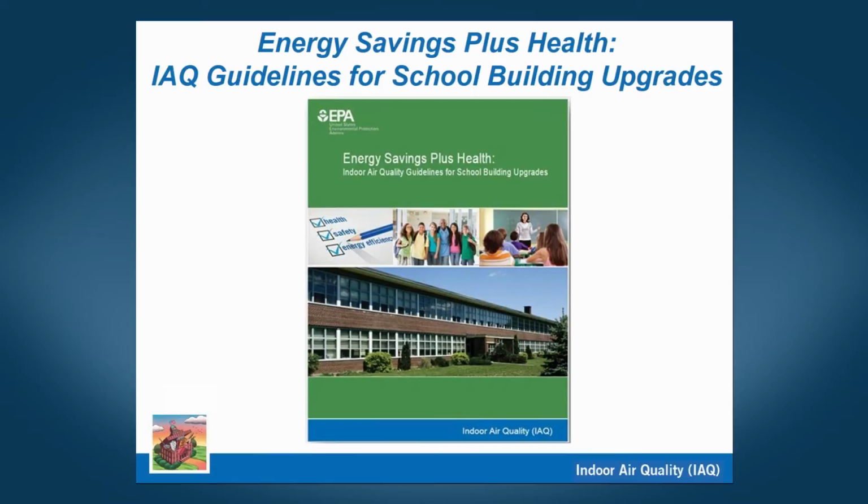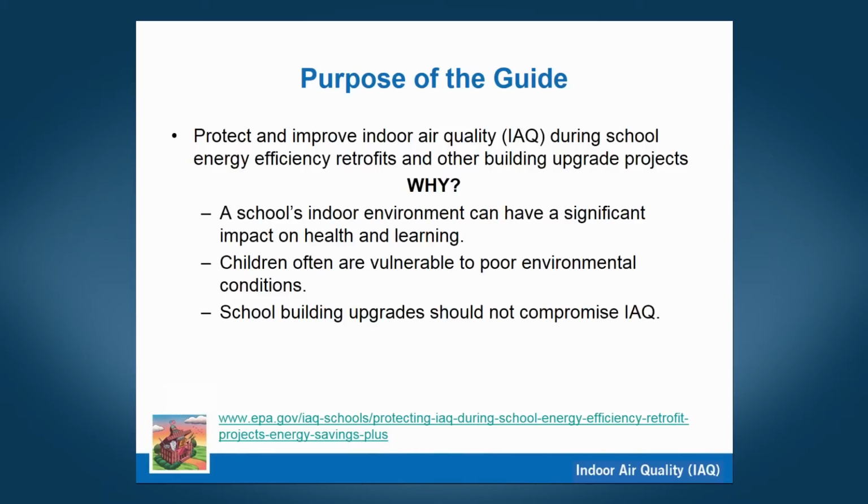It's called the Energy Savings Plus Health Indoor Air Quality Guidelines for School Building Upgrades. This is about a 130-page guidance document that EPA put together back in 2014. And school districts across the U.S. started using it during their building upgrades and especially energy efficiency retrofits. The purpose of the guide is to protect indoor environmental quality during any building energy efficiency retrofits or upgrades.